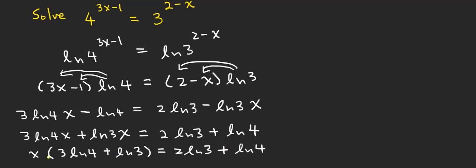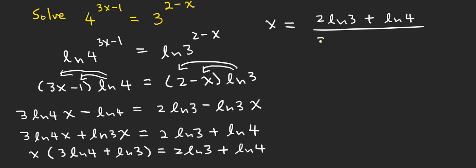Now, how do we get x by itself? We need to divide both sides by 3 natural log of 4 plus natural log of 3. So you end up getting x equals 2 natural log of 3 plus natural log of 4, all over 3 natural log of 4 plus natural log of 3.